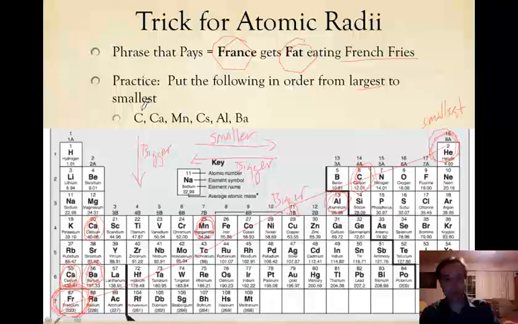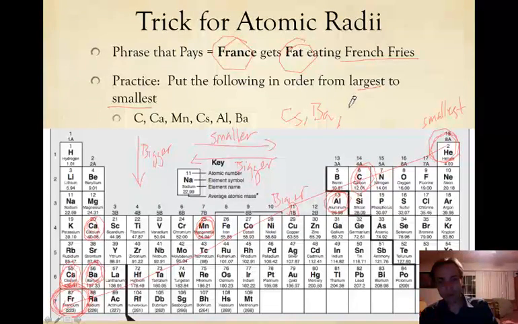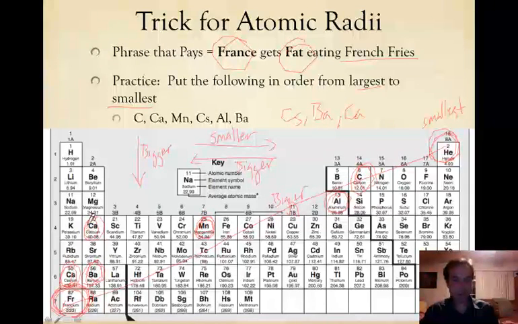So they want largest to smallest, and we know that France gets fat, so anything close to the bottom left is big. So our first one, our closest one, would be cesium, right? Now the reason why I start with cesium and not barium is that cesium is a little bit smaller than francium because it's up one energy level, but it has the same number of protons. Okay, so then as I go to the right one spot to barium, it's going to get slightly smaller because we have one extra proton. Then calcium is going to be the next smallest because it has its electrons in the 4th energy level compared to barium's 6th. And then as we go to the right, we add some protons. Things get a little smaller.